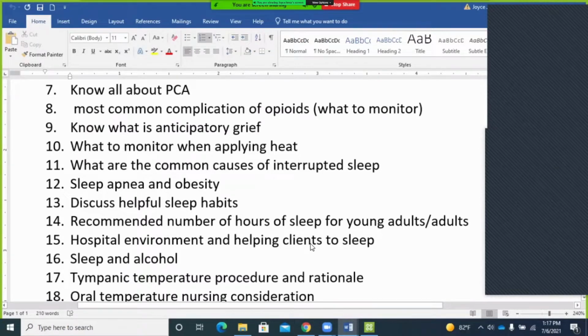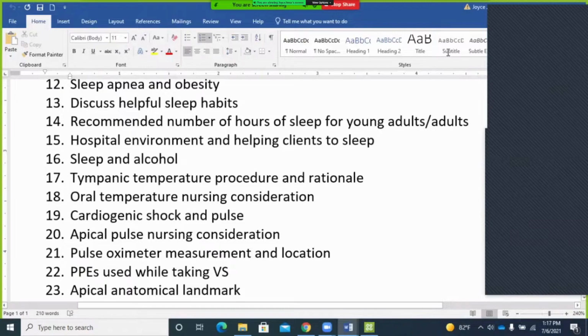Okay. Recommended number, okay, wait. Hospital. Tympanic temperature procedure and rationale.